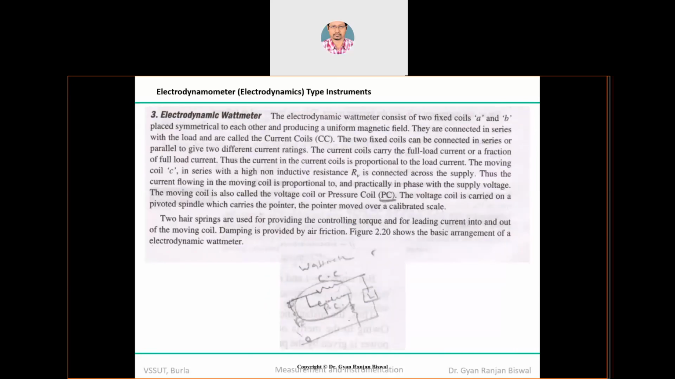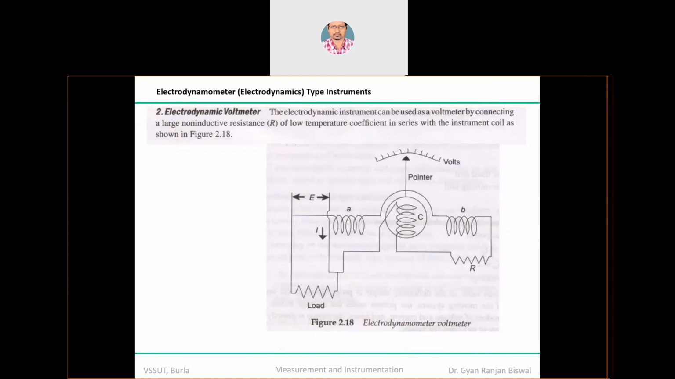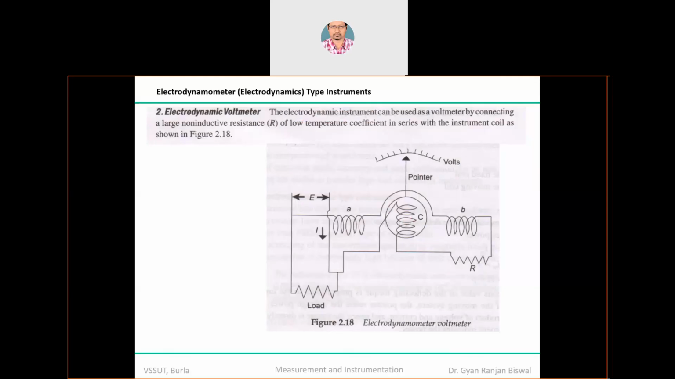So, I would advise you to go through the lecture notes. I have already provided you the PDF file. Try to compare these two circuits, for example figure number 2.17, where the electrodynamometer ammeter is shown, and figure number 2.18, where the electrodynamometer voltmeter is shown.